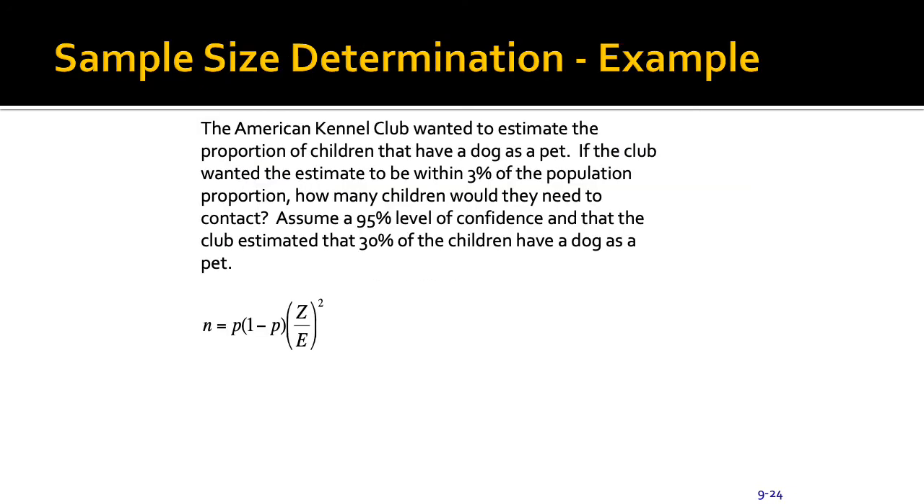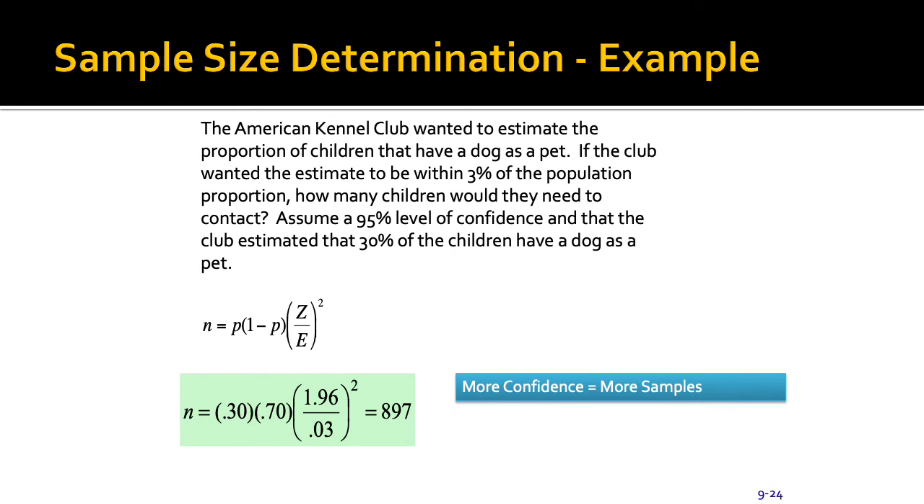Let's try an example. It says the American Kennel Club wanted to estimate the proportion of children that have a dog as a pet. If they wanted to estimate to be within 3% of the population, how many children would they need to contact? We're going to be using a 95% level of confidence, and we've estimated that the sample proportion is about 30%. So let's plug it into our equation. And what do we find? Well, we find that 897 children should be asked about whether or not they have a dog as a pet. We find that more confidence means more samples.